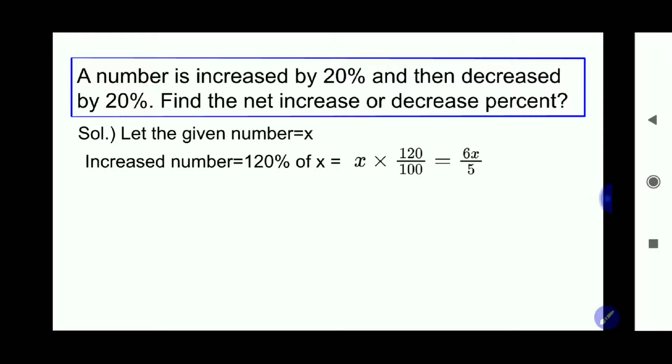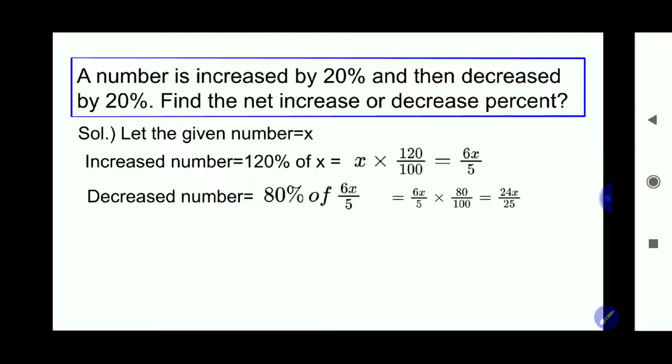Now it is decreased by 20%. So the decreased number is 80% of the previous one. What is the previous one? 6x by 5. So it is 6x by 5 into 80 by 100. Now its answer is 24x by 25. The original number is x. The present number is 24x by 25.